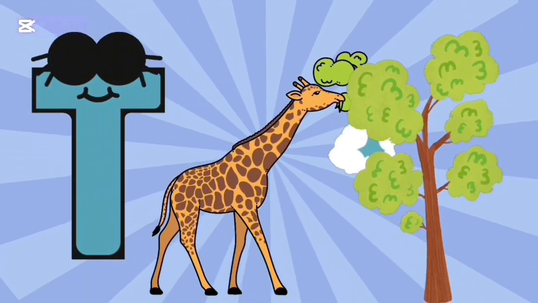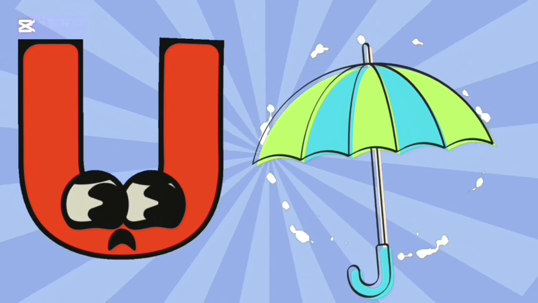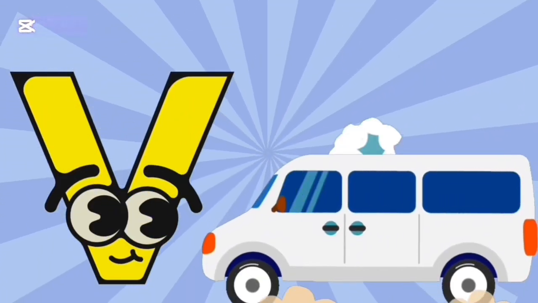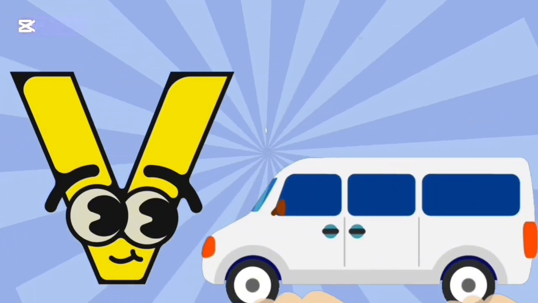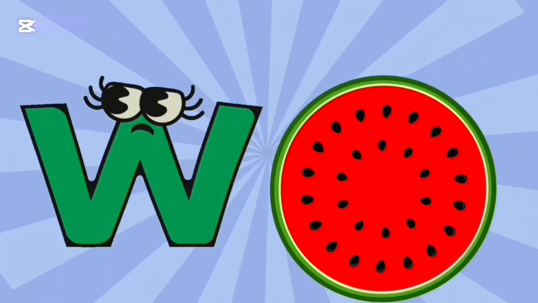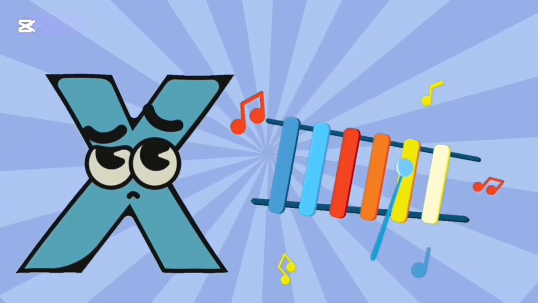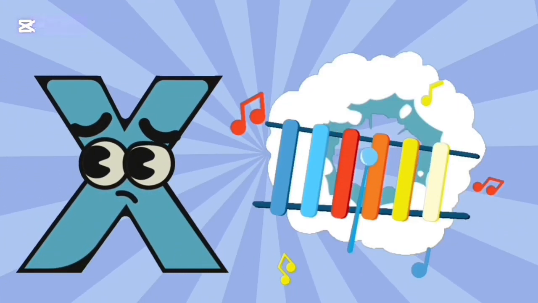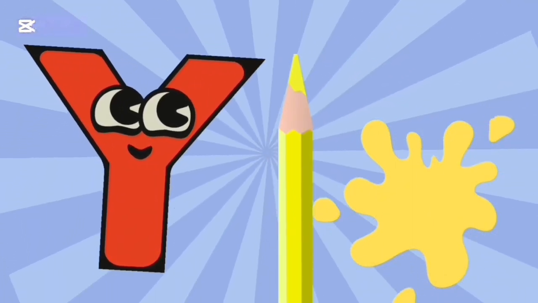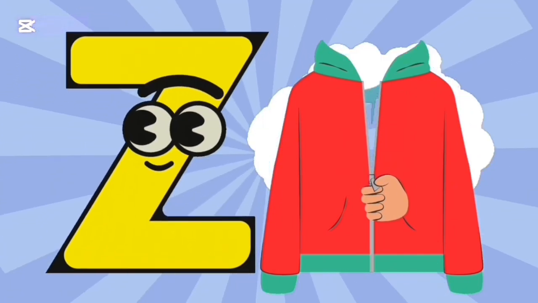T is for tree. Tree. U is for umbrella. Umbrella. V is for van. Van. W is for watermelon. Watermelon. X is for xylophone. Xylophone. Y is for yellow. Yellow. Z is for zipper.